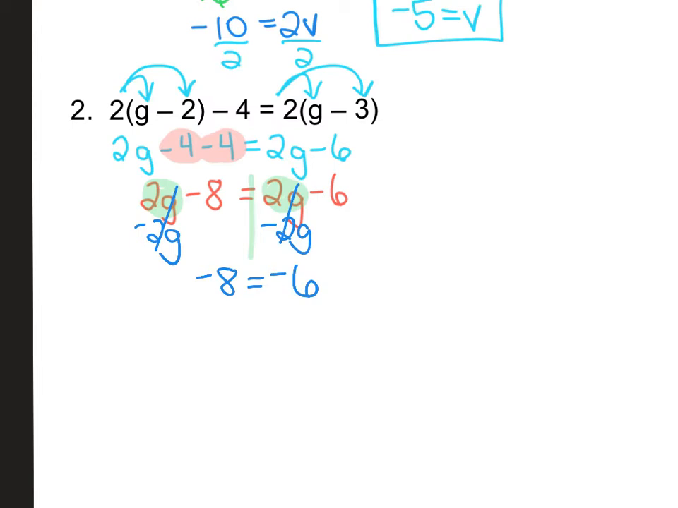So this is different from yesterday, or from our last lesson, because on the last lesson, every variable had a value. In this case, the variables canceled out. This is definitely false. So we call this answer a no solution. So that's what you would write for your answer to this problem, is no solution.